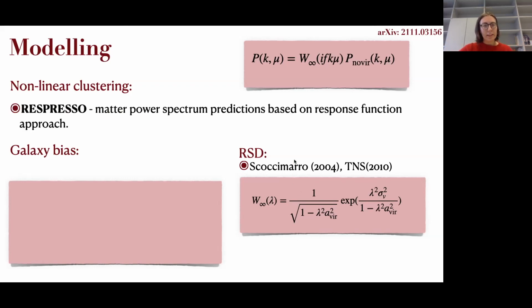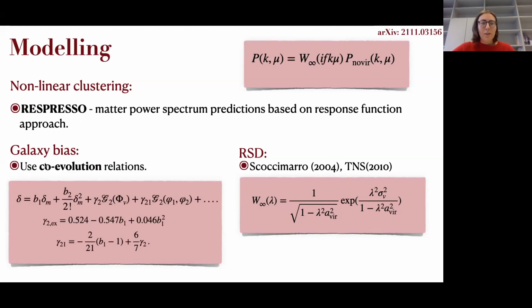Now, for the nonlinear clustering prescription, we're using Respresso. This allows us to obtain matter power spectrum predictions based on a response function approach. It's essentially a mix between a simulation-based and a perturbative approach, and it requires one measurement of the power spectrum from a simulation, and then it uses perturbation theory to predict what this power spectrum will look like in different cosmologies. This has been tested for BOSS-like samples to outperform alternative approaches such as effective field theory or GRPT.